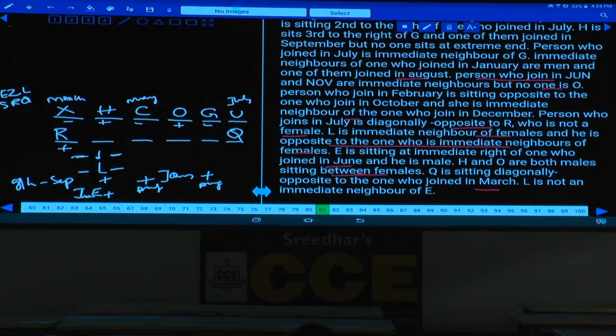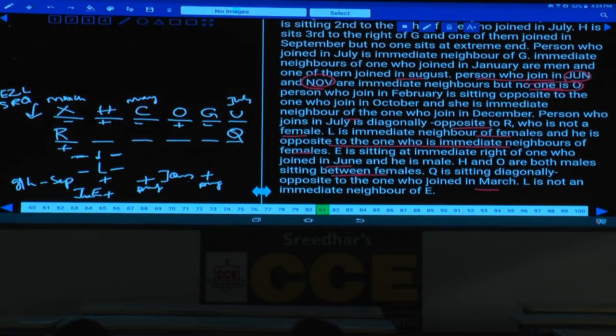Now in this row, what happens here? March, May and July were fixed. And again we have one more piece of information. What is that information here? The persons who joined in June and November are immediate neighbors. June and November must be immediate neighbors, and none of these 2 persons is O. Hence June and November cannot be in the row which is facing towards south.